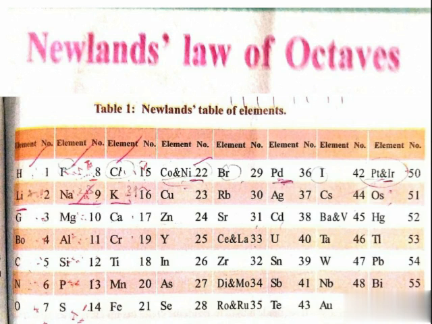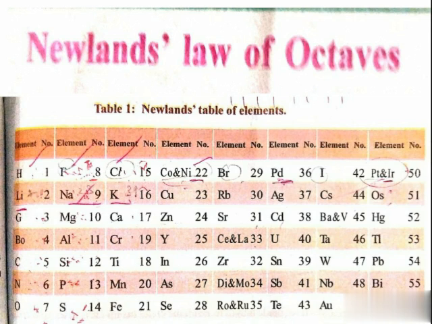And if you start from sodium and move down, which will come as the eighth element? Potassium. Sodium and potassium properties are similar. So Newland compared his table with the musical notes sa, re, ga, ma, pa, da, ni, sa. In that also, the first note and the eighth note are the same. Like this here also, the first element and eighth element properties are similar. Like this he compared. This John Newland was a British chemist.